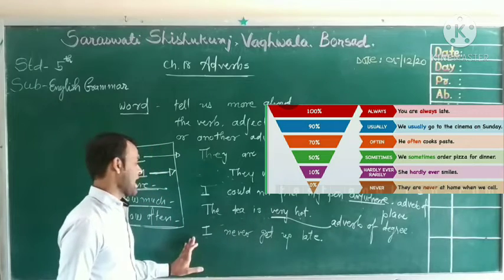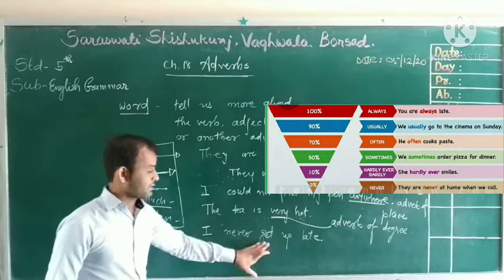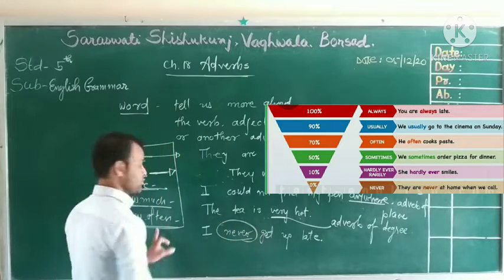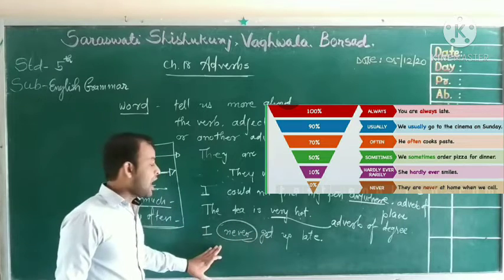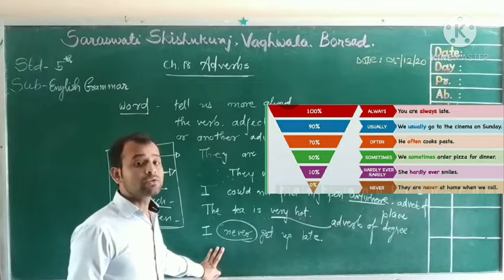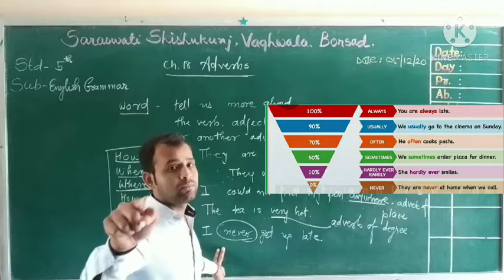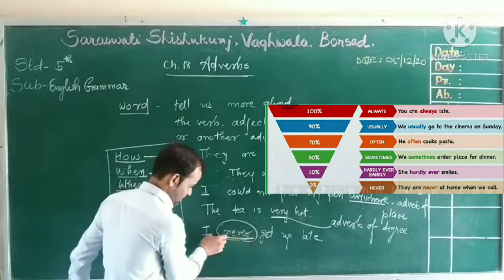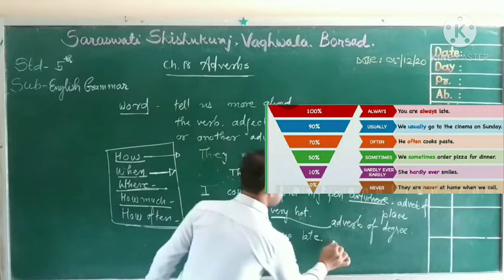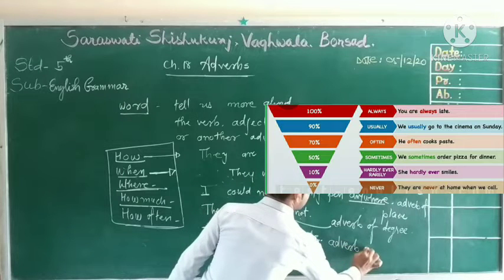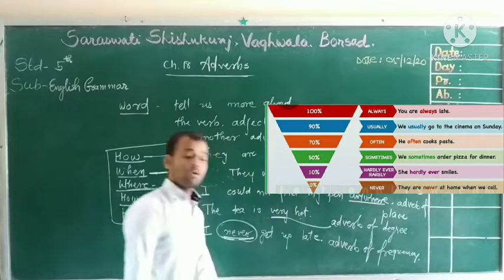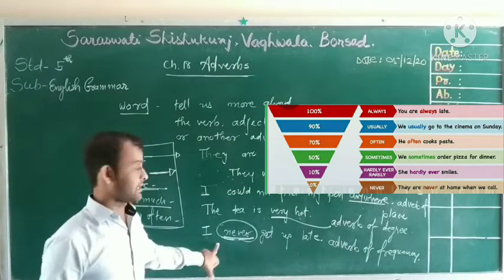So here you can say, I is the subject, never get up late. So here never, you have to ask a question with the statement. How often do you get up late? So what will you answer? I never get up late. Never means 0%. So never, that's an adverb. It is called adverb of frequency.